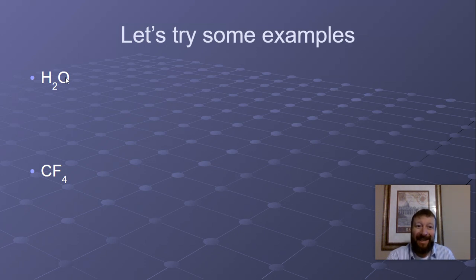12 minus how many are actually available? Well, guess what? Oxygen only has 6, and that's because it's in group 6A. As we learned last week, it's got 6 valence electrons. Hydrogen only has 1 valence electron because it's in group 1. So when we look at 1 times 2 is 2, plus 6 is 8. Okay? And then I'm going to take 12 minus 8 is 4. Divide that by 2 because all bonds are shared as a pair of electrons. That gives me 2. So there's 2 bonds.